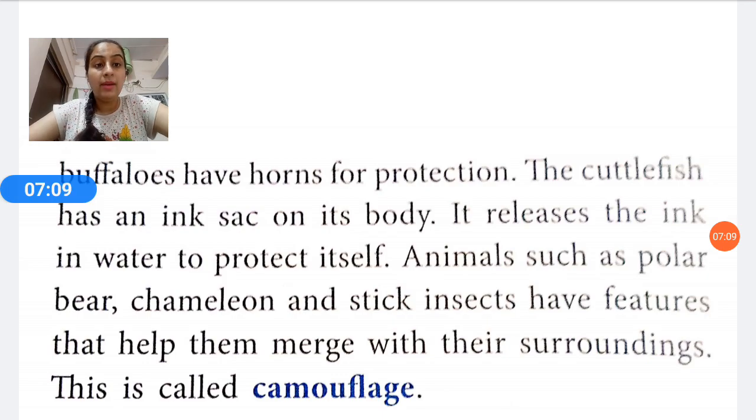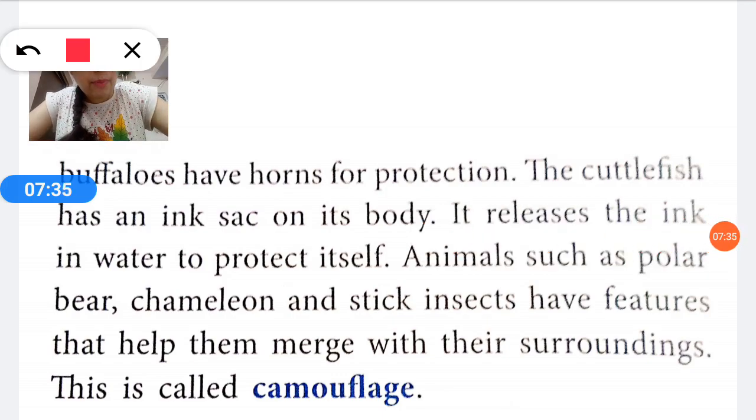Animals such as polar bear, chameleon and stick insects have features that help them merge with their surroundings. The animals such as polar bear, chameleon that changes color and stick insects जो चिपक जाते हैं, they have some special features so that they can merge with the surroundings. वो अपने आप को surrounding से merge कर सकते हैं. And what is that process called? That process is known as camouflage.